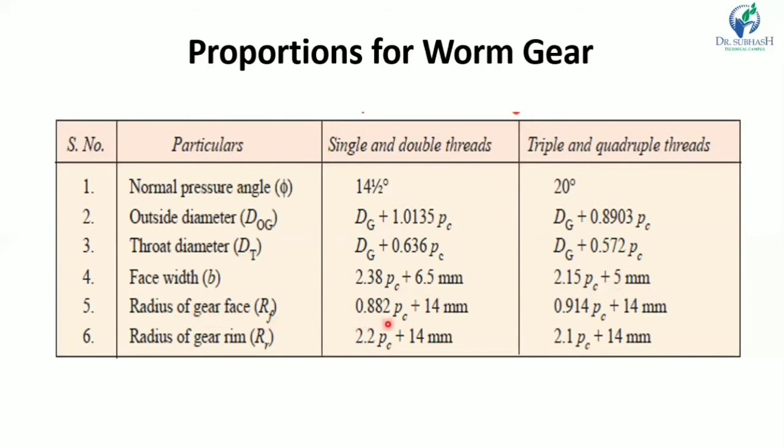Radius of gear face 0.882 PC plus 14 mm and 0.914 PC plus 14 mm. And radius of gear rim 2.2 PC plus 14 mm and 2.1 PC plus 14 mm.